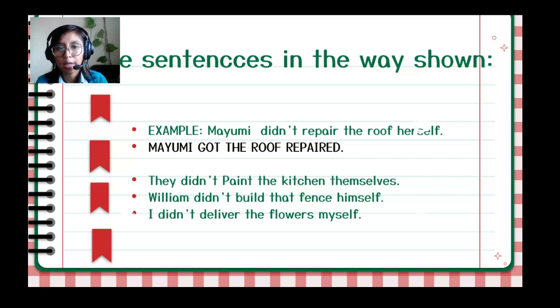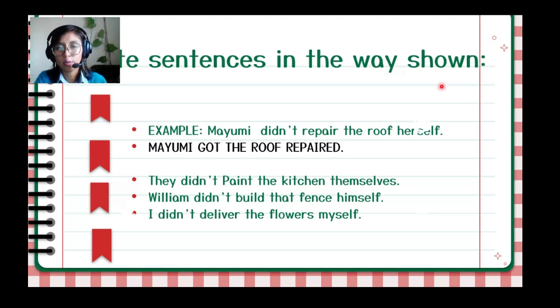Here we have, let's write some sentences in the way that it is shown. The first one is the example. Then you can continue with the other ones in your notebook. In the comments here, you choose. I am going to let you see the answers for this, how to change this, in the description box. So Mayumi didn't repair the roof herself. That means that Mayumi got the roof repaired. Why? Because she didn't do it. And so on we go with the next examples.